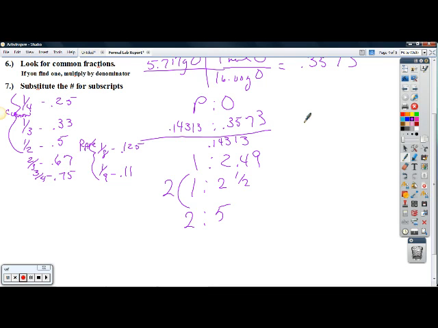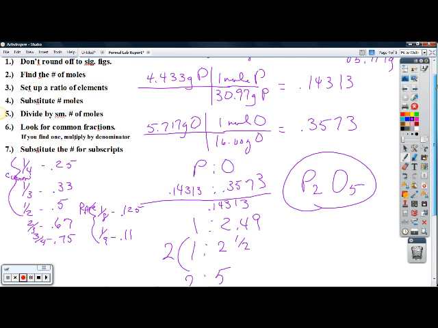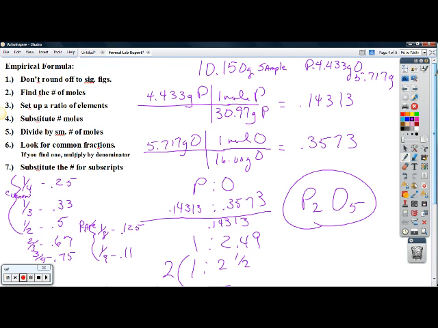So now I have P2O5. What is this thing called? Compound. It is a compound. What have we been doing all this work for? To figure out the empirical formula. So what have I just found out with all these calculations? The empirical formula.